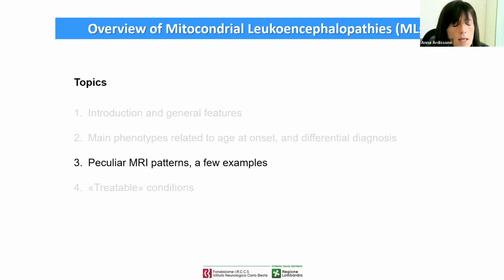So let's go to the third topic. We said that there are peculiar patterns of leukodystrophy in adulthood, for example, Minji, in juvenile onset, for example, Ken-Sayer, but we say that there are common features in leukodystrophy with infantile onset. But it is important to add that there are some peculiar MRI patterns, and so we saw now a few examples.